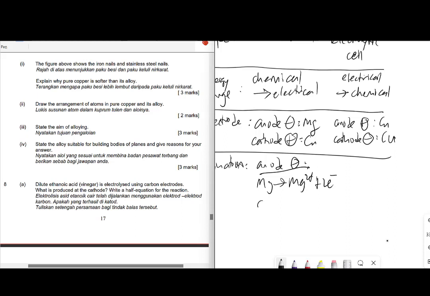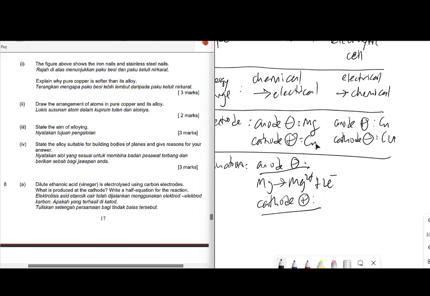Okay, cathodes. Cathode now is your positive. So just now I said already, for this one is anode. Anode is where oxidation occurs. Cathode, you remember, is reduction. Red cat. Red is reduction, cat is cathode.